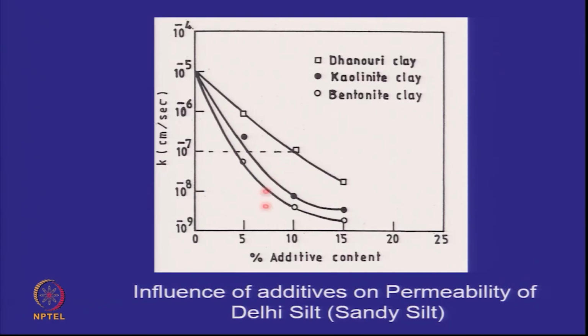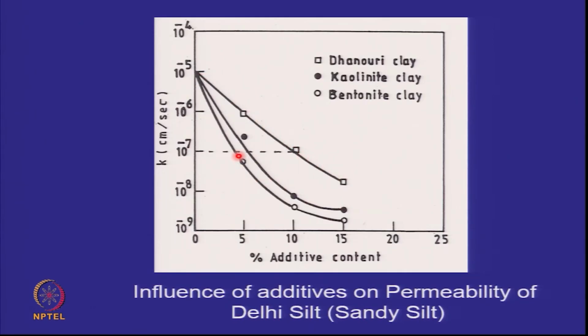And here it shows that in Delhi silt, which was sandy silt, we added 3 types of additives: bentonite, kaolinite, and a local clay which comes from near Roorkee. It's called Dhanori clay. So the round symbols show how the permeability decreased with bentonite, the dark symbols show how it decreased with kaolinite, and this shows how it decreased with Dhanori clay.